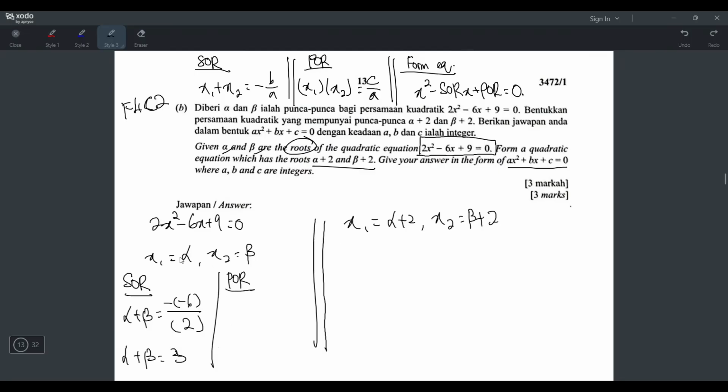So for the POR, x1 times x2 equals c over a. I write here already. So alpha times beta equals c over a. Okay, so it's just 9 over a, because you need to make sure the a is 1. So 2 like that. So alpha beta is 9 over 2.